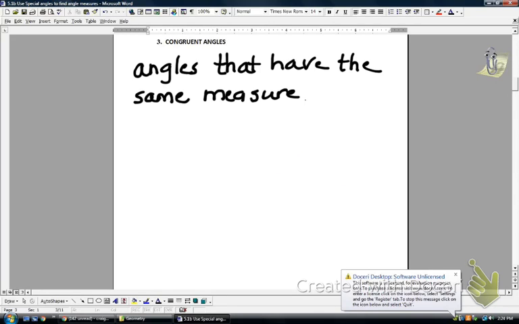So congruent angles are angles that have the same measure. Geometry is kind of its own little branch of mathematics. And so we have different words that mean the same thing as things that we're used to saying in other parts of mathematics. And one of those words is congruent. Congruent means equal in geometry. So congruent is geometry's word for equal. So instead of saying equal angles, we say that they're congruent, and they're just angles that have the same measure.